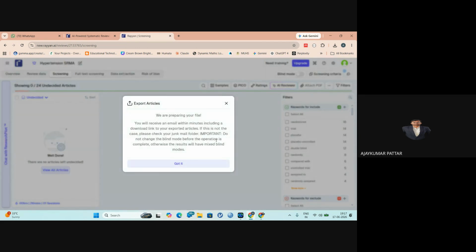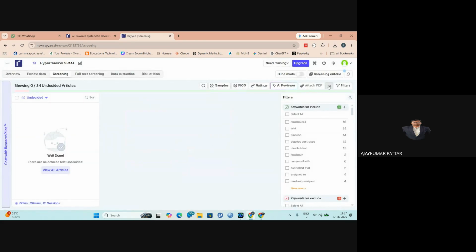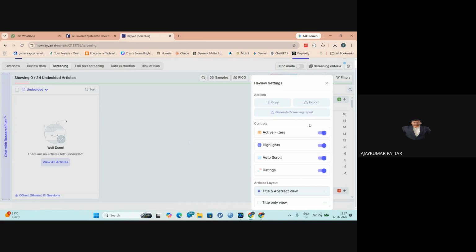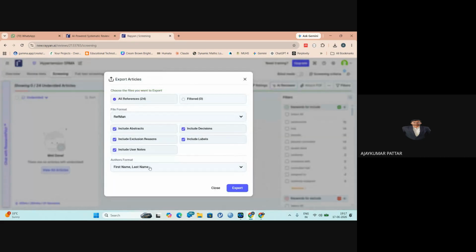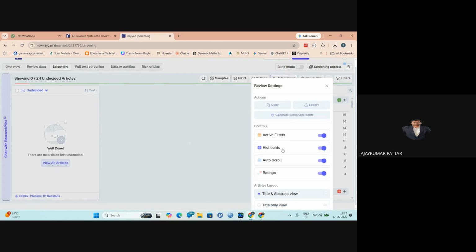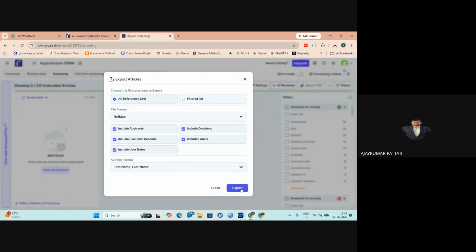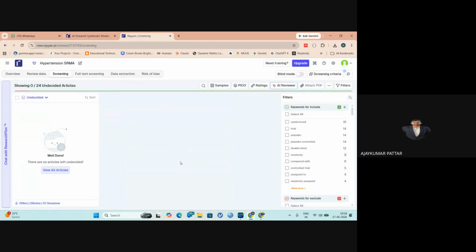So then it is showing export format, authors format. It is using first last like that. So it will show the export option. It will show the format. As it is preparing I will show. So what I am showing you, export as a CSV file, then you can upload that CSV file in that particular website.